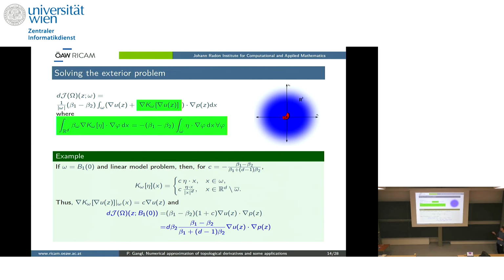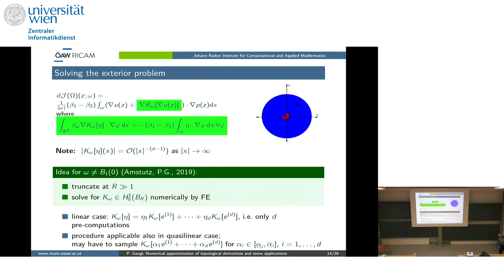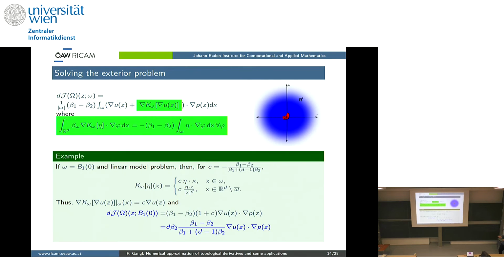But what you can do here is you can approximate this exterior problem in the following way. Namely, we realize, for instance, in this example, that the solution k decays towards infinity as x to the 1 minus d.